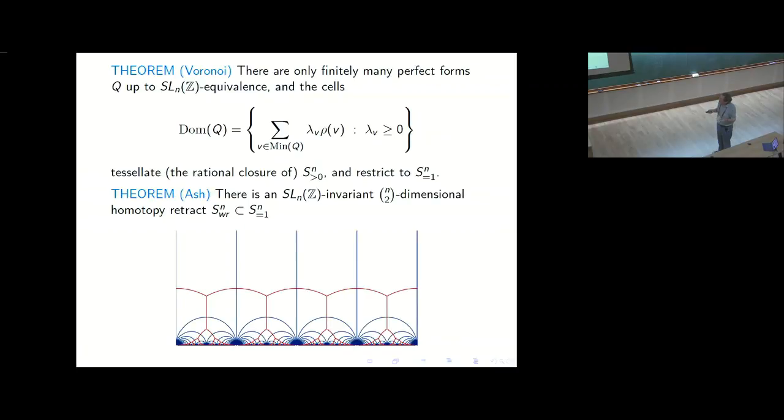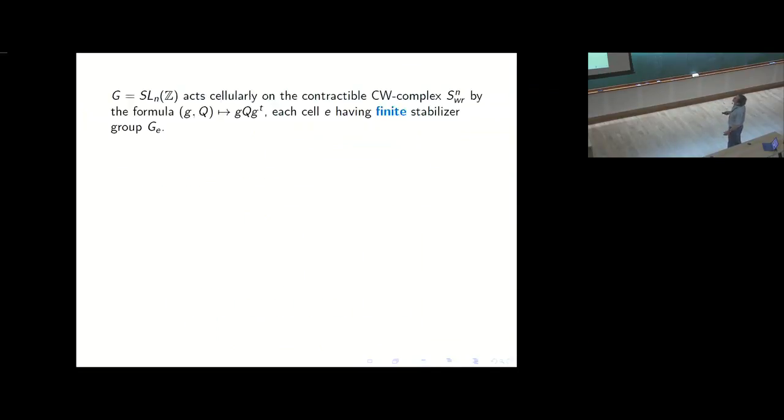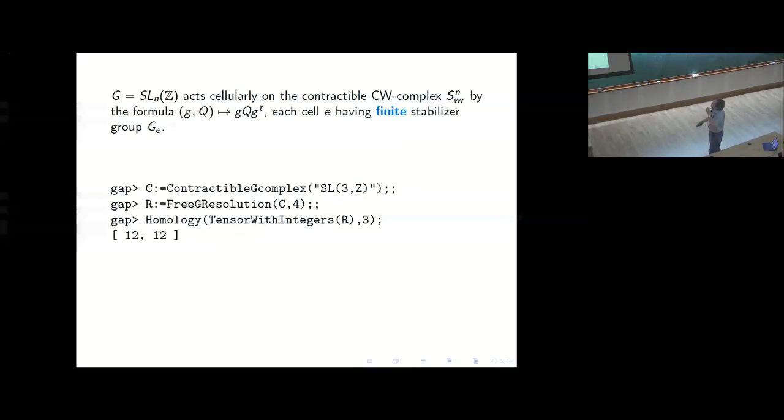And okay, it doesn't act freely. You've got stabilizers. But the stabilizers are finite. So you can stick all of that together and use Wall's technique to get a resolution for SL2Z. Well, okay, I've illustrated there for SL3Z. So this is a GAP command. So this is where I'm cheating a bit.